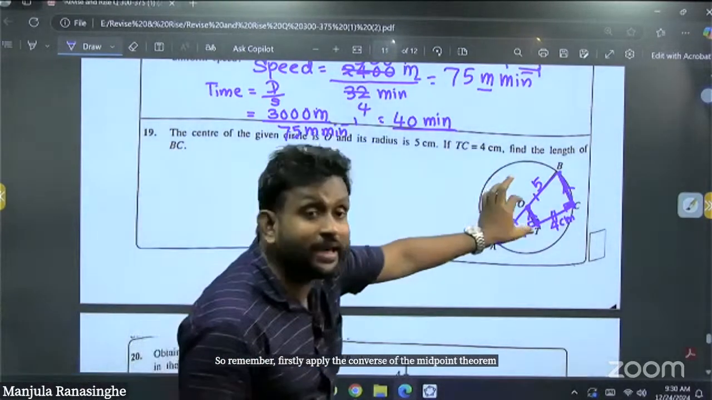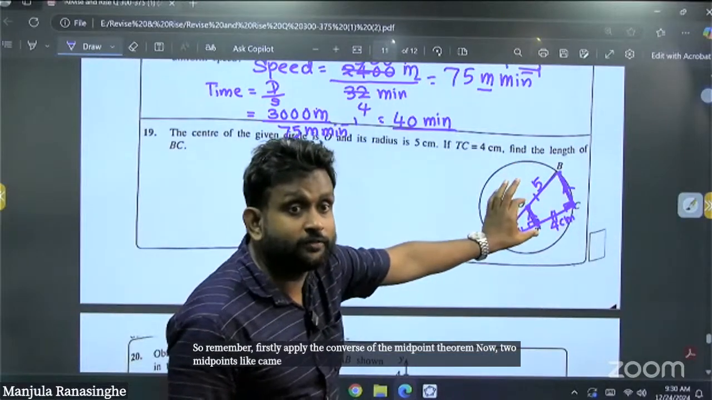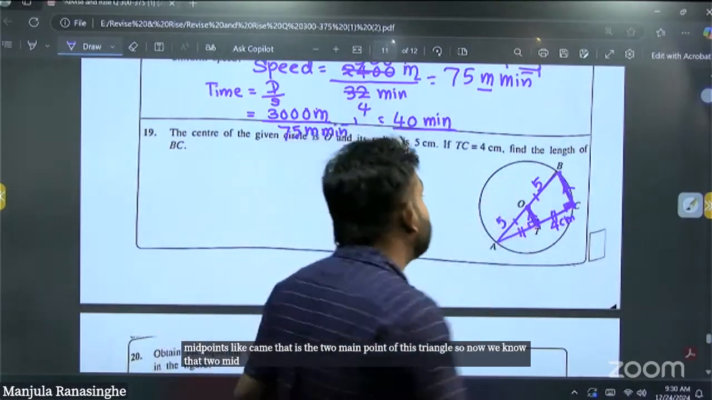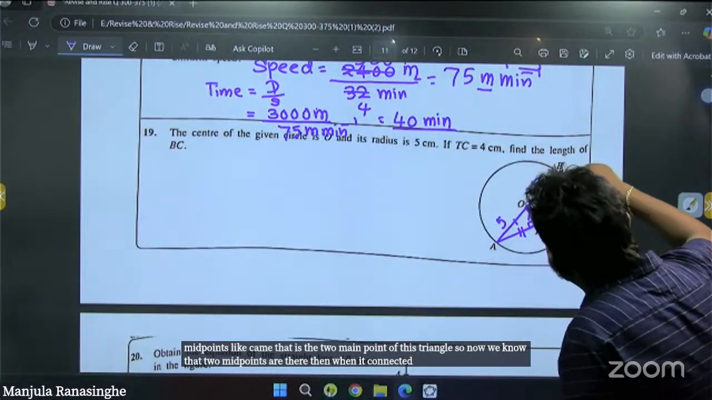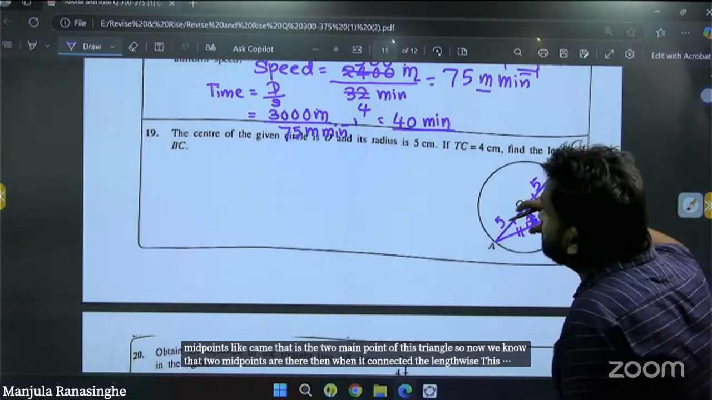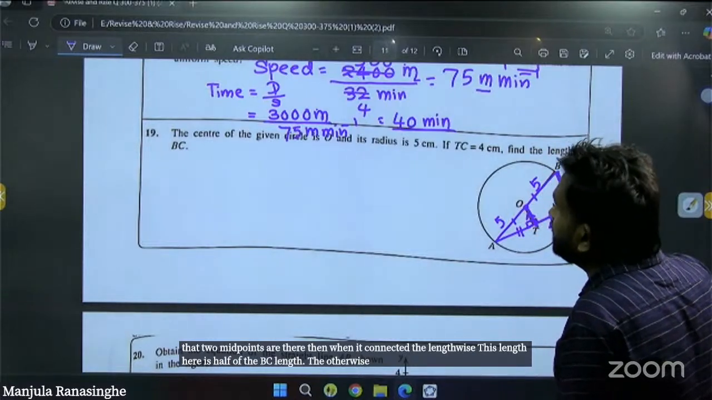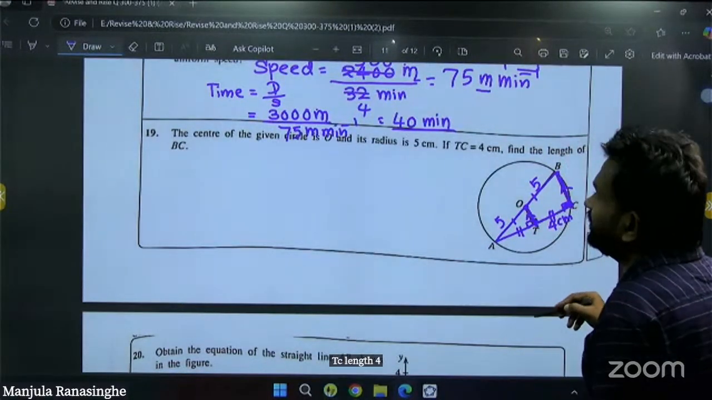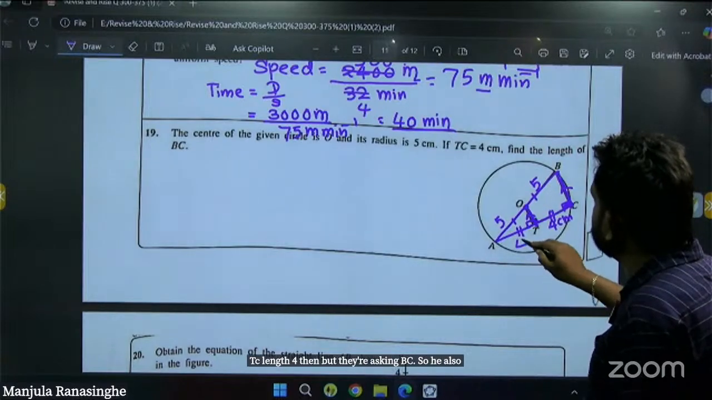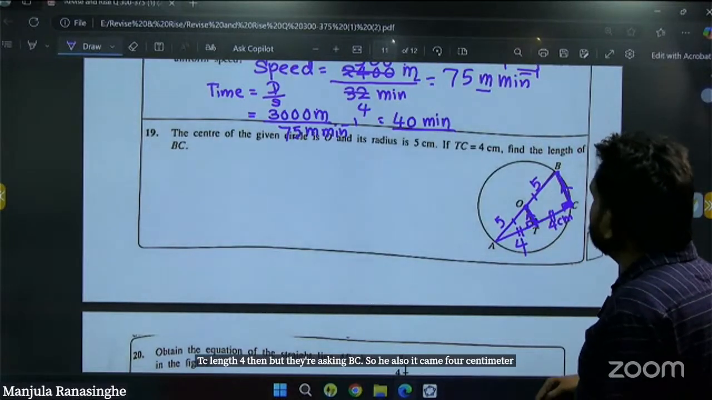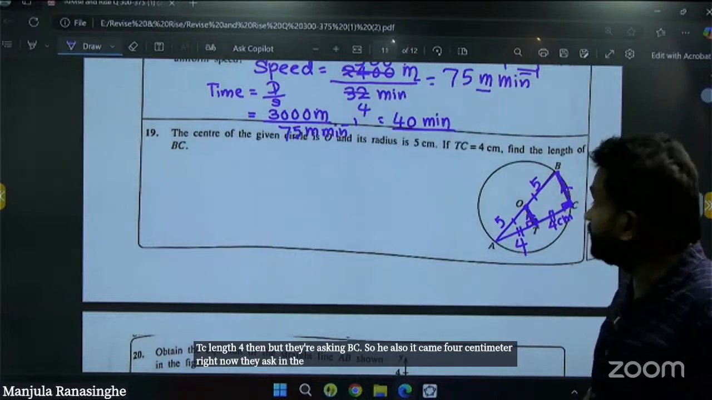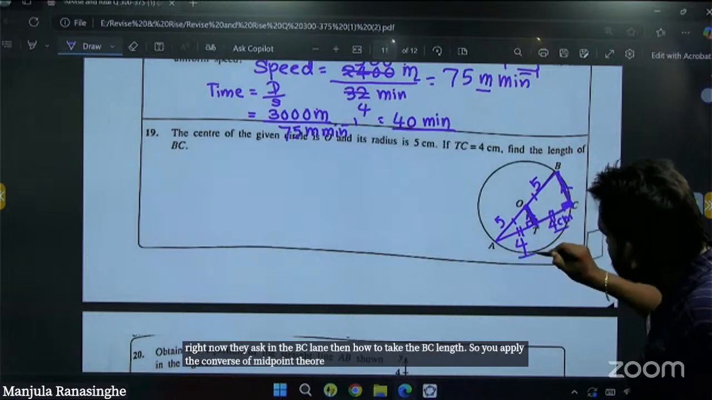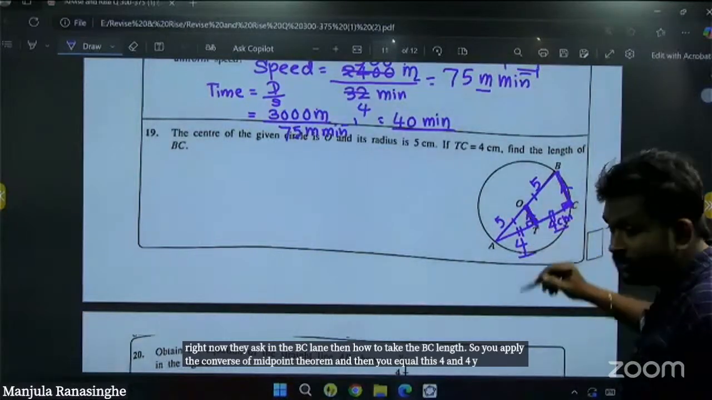Now two midpoints came, so those are the two midpoints of this triangle. Then when they are connected, this length is half of the BC length. Here it is given that TC length is 4, so here also it came 4 centimeters. Now they are asking for the BC length. How to find the BC length? You apply the converse of the midpoint theorem and equate these 4 and 4. Why? It is bisected. Then what happened?